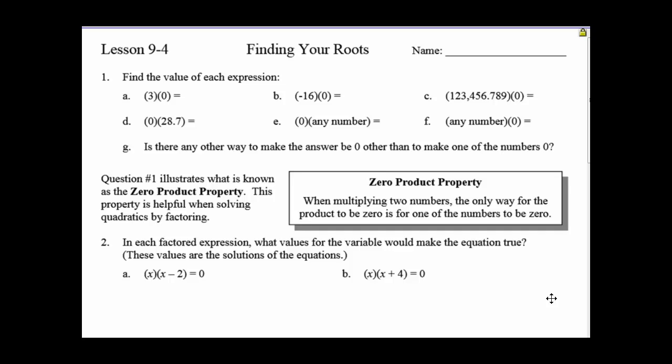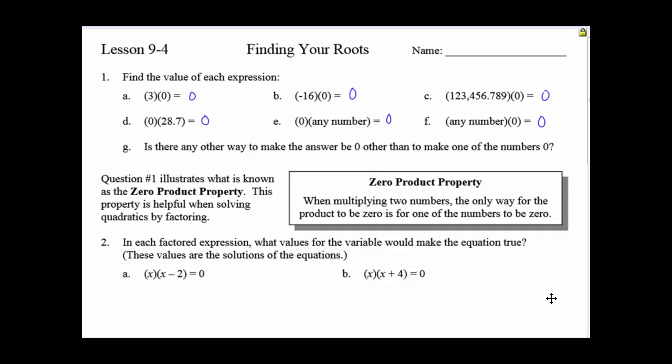Here we go. If I need to find the value of each expression, if we look at 1a, we're going to go 3 times 0. That is 0. If we go to b, negative 16 times 0, we also get 0. If we take 6.789 times 0, don't think too much. That is also 0. If we take 0 times 28.7, that's still 0.